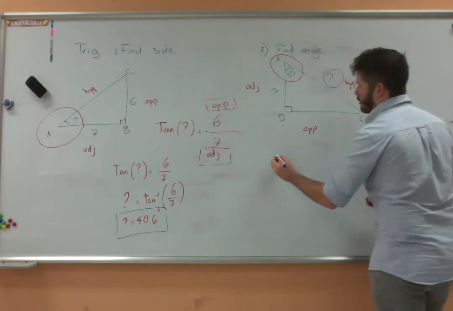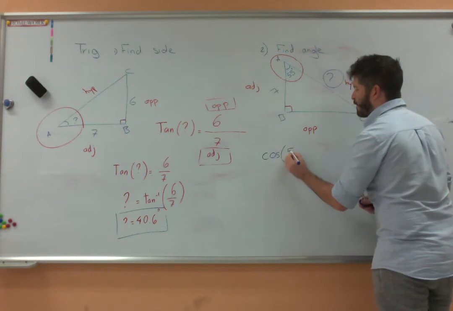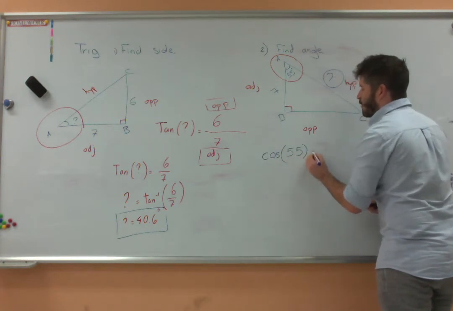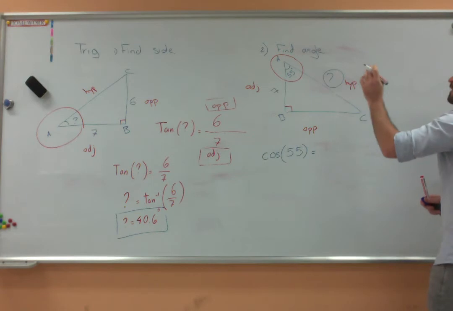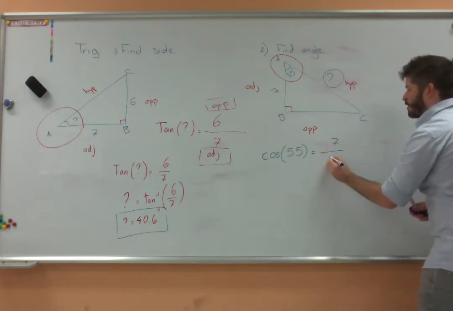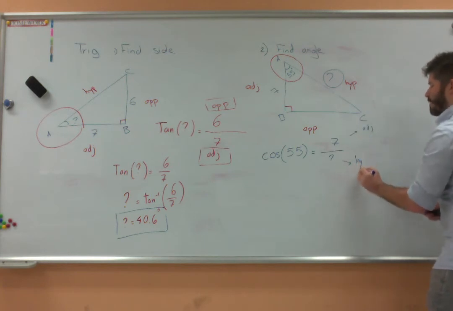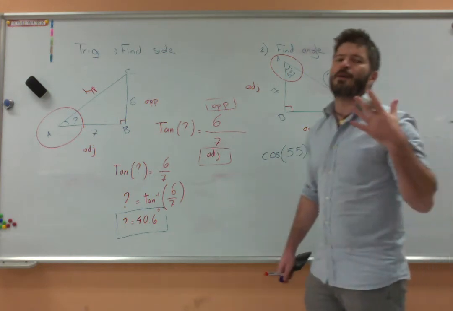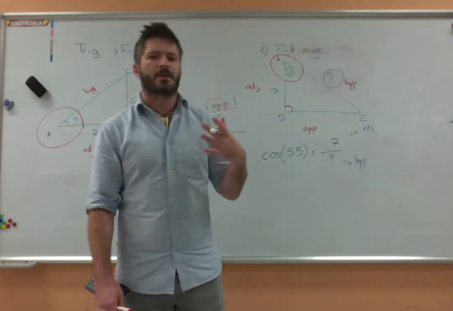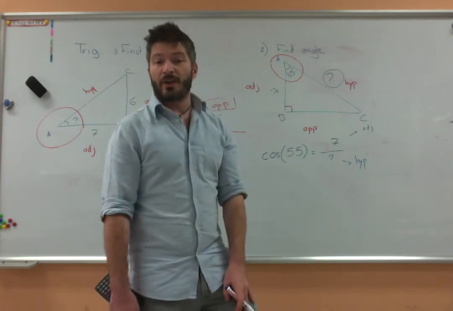So what are we going to have to do? We're going to have to do cosine of 55 degrees will be equal to my adjacent over hypotenuse. 7 over question mark. Now keep in mind the 7 is my adjacent and the question mark is actually the hypotenuse. Again, very important to label the sides correctly and to know the trig ratios correctly as well.